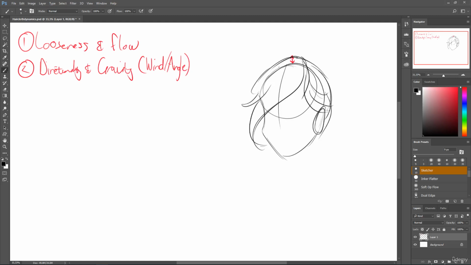You can see here how I'm really getting that hair look by being very loose and not trying to overly control the directions of the hair and what's happening with the hair. I have a general idea, but I know that for it to look loose, I have to be loose. So I'm emphasizing again, looseness and flow.